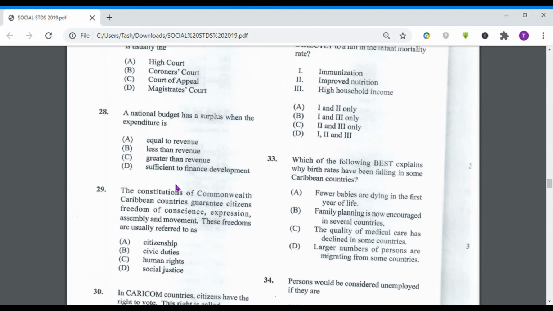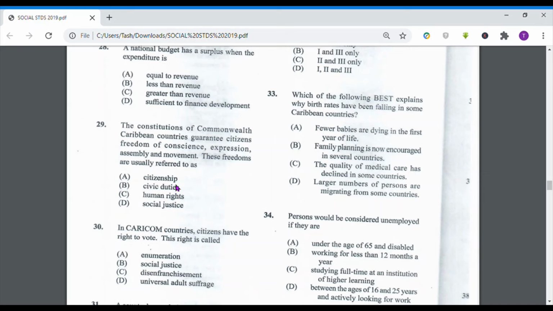29. The constitutions of Commonwealth Caribbean countries guarantee citizens freedom of conscience, expression, assembly, and movement. We saw this question as well on the 2017 paper. These freedoms are usually referred to as your human rights. So 29 would have been letter C.